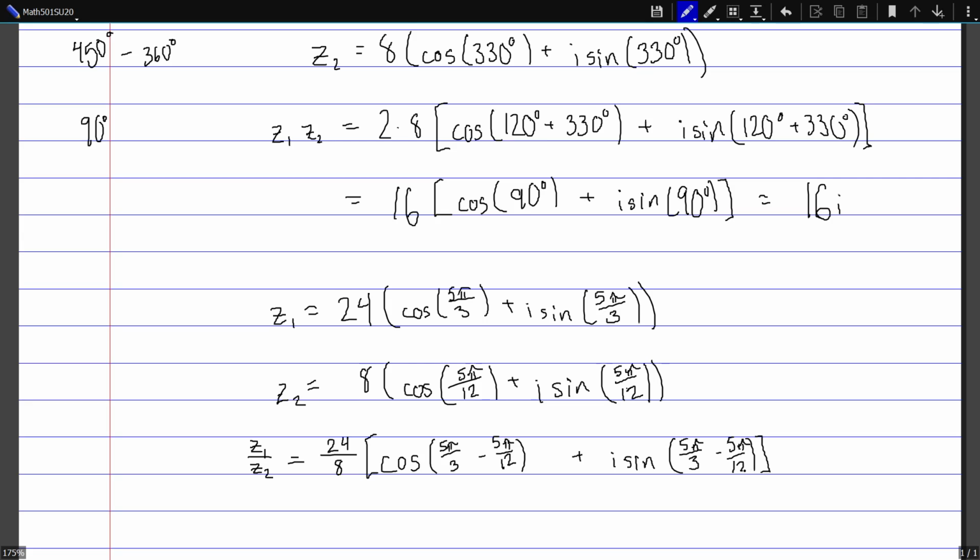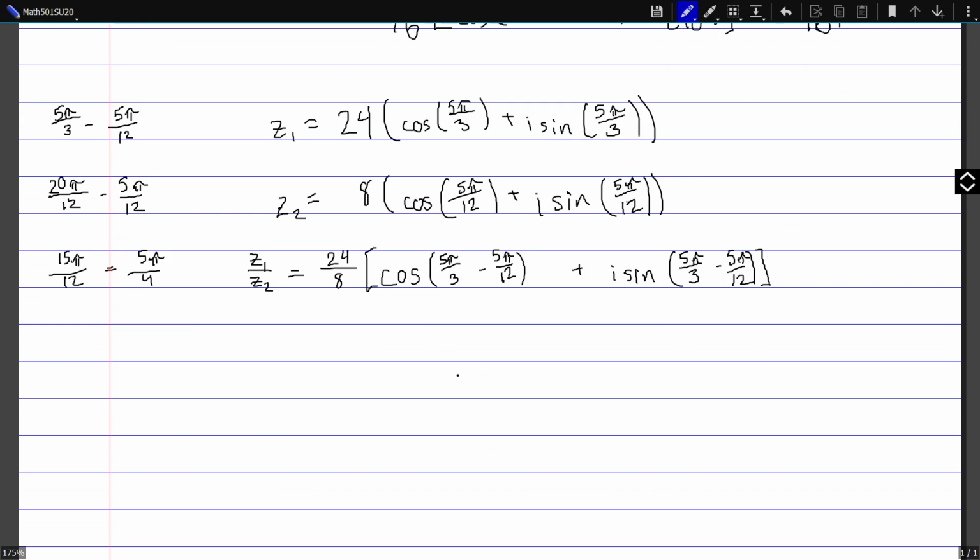Okay. Now we need to actually go ahead and evaluate this. 5 pi over 3 minus 5 pi over 12. We want something we can actually use. I'm going to go ahead and give these the same denominator by multiplying the top and bottom on this one by 4. So this becomes 20 pi over 12 minus 5 pi over 12. That's 15 pi over 12. And then I can go ahead and divide both of these by 3 as a common factor. That is going to give me 5 pi over 4.